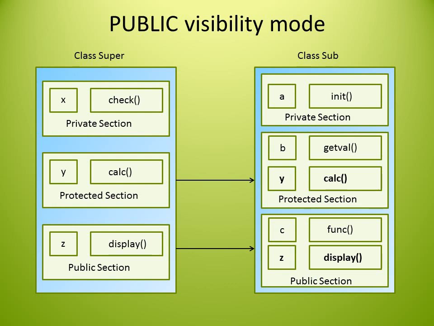Now, the base class is getting inherited in public visibility mode by the derived class sub. See what happens. The variable and the member function in the protected section come into the protected section of the derived class. In the same way, the variable and the member function in the public section of the base class come into the public section of the derived class.